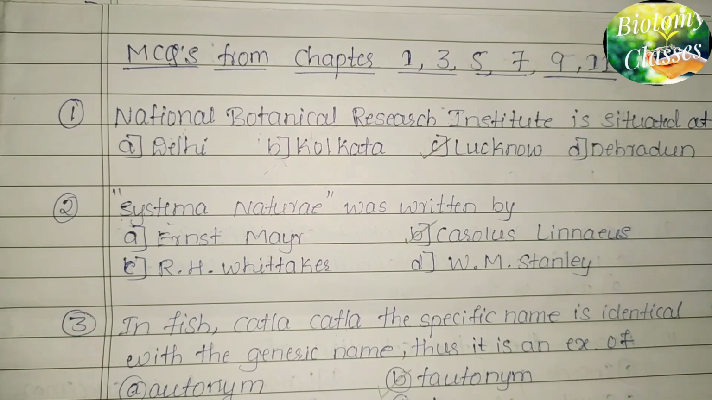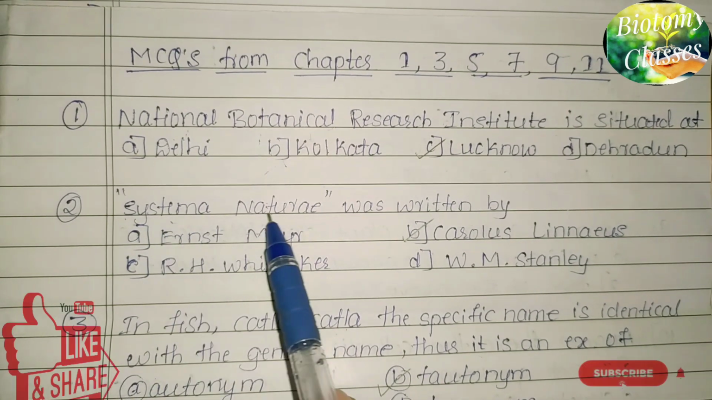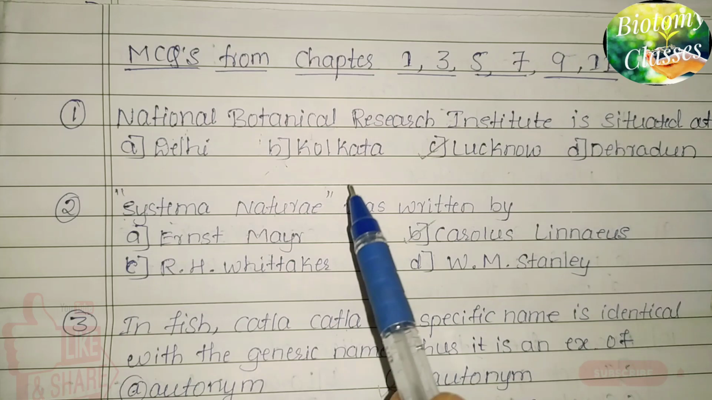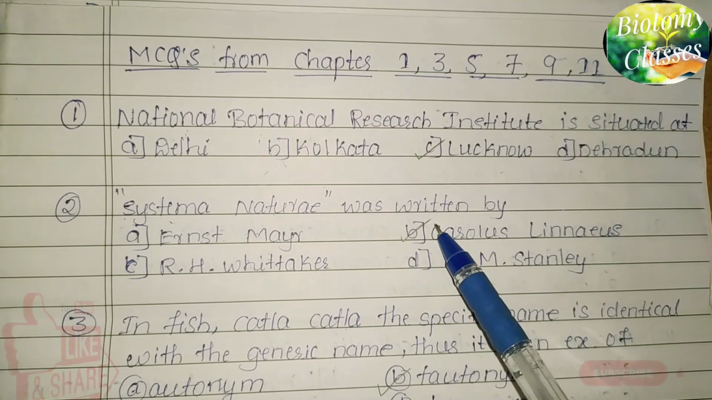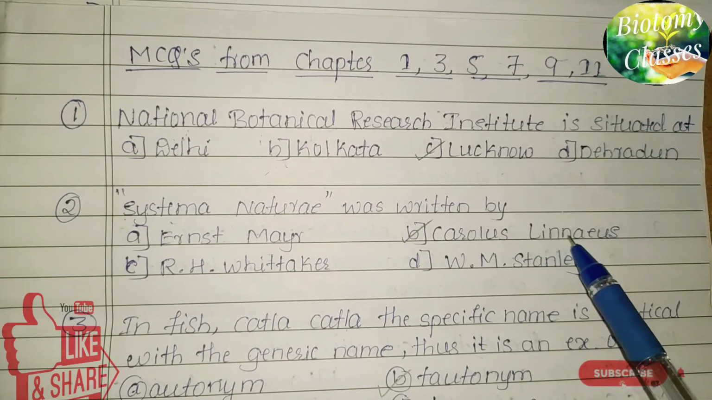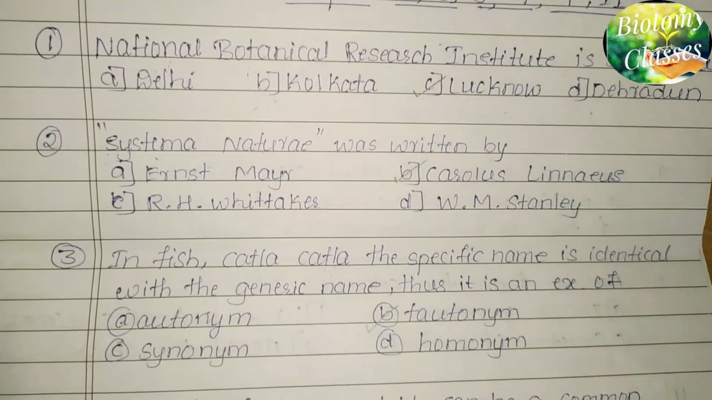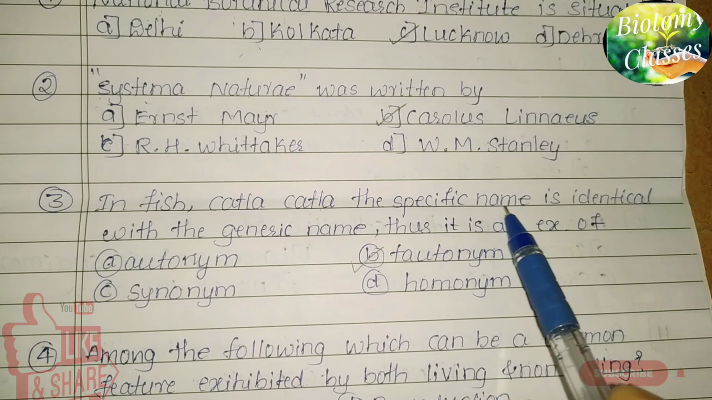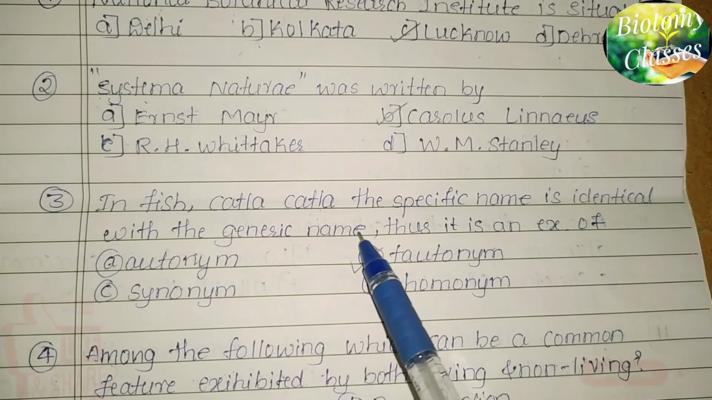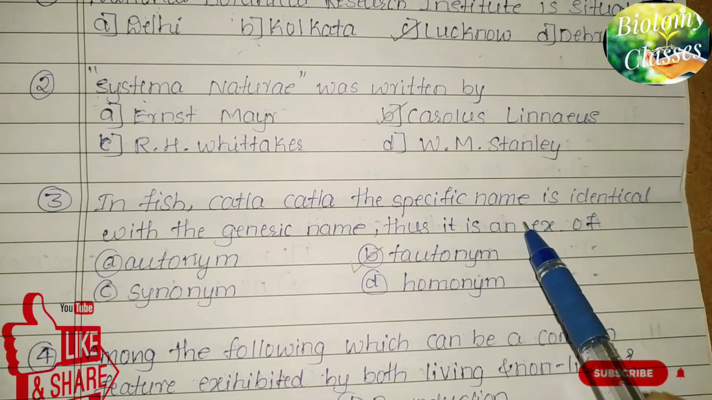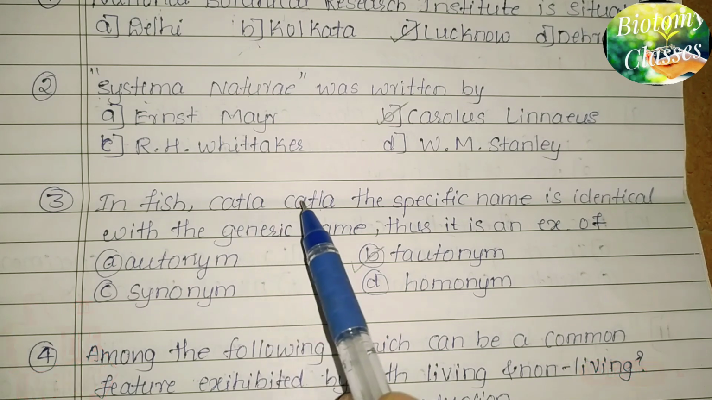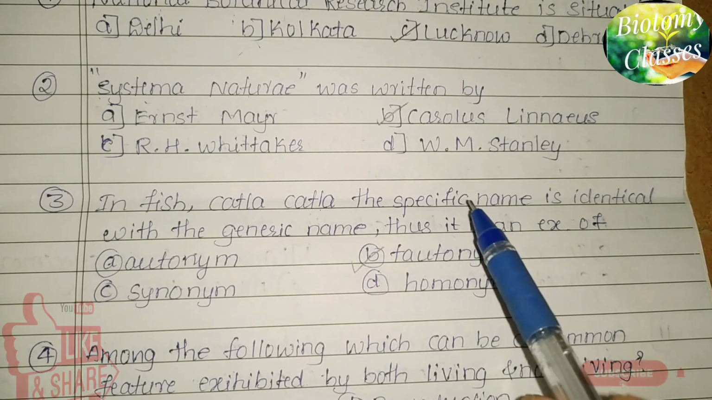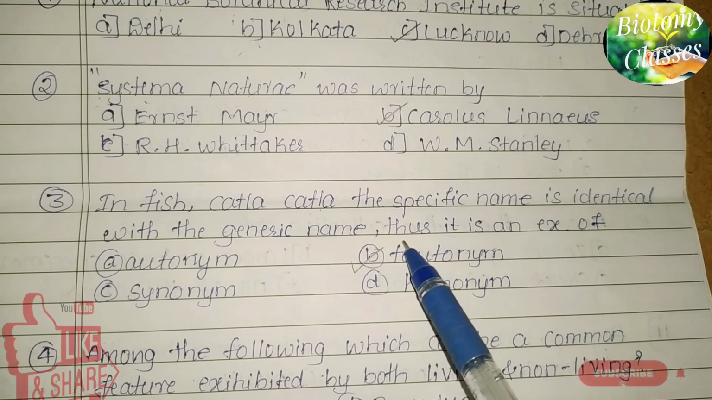Second question, Systema Naturae was written by. So this publication was mainly written by the scientist named Carolus Linnaeus. So B is the right answer. In third question, a fish Katla Katla, the specific name is identical with the generic name, thus it is an example for. So if both species name and genus name are similar, then the condition is called tautonym.